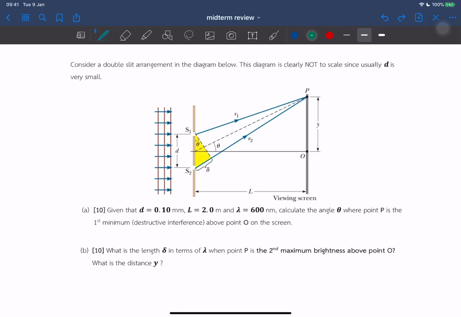One of the questions: what does D, you mean small d? Small d, what does it mean? It means it's the distance between these two holes, the slit distance. So S, between S, distance from S1 to S2.